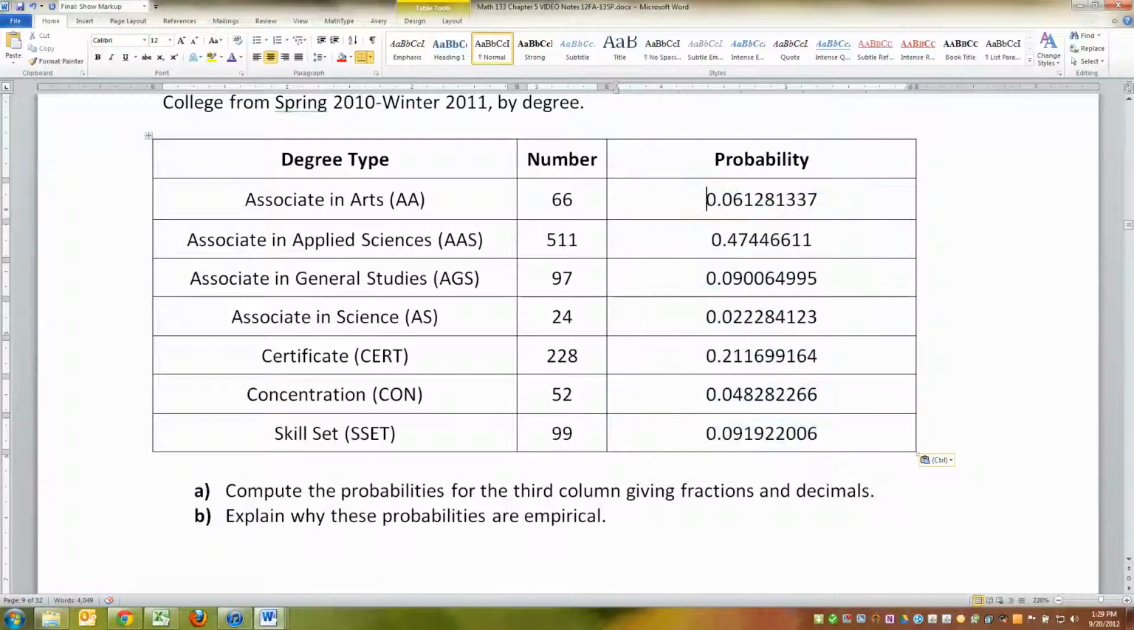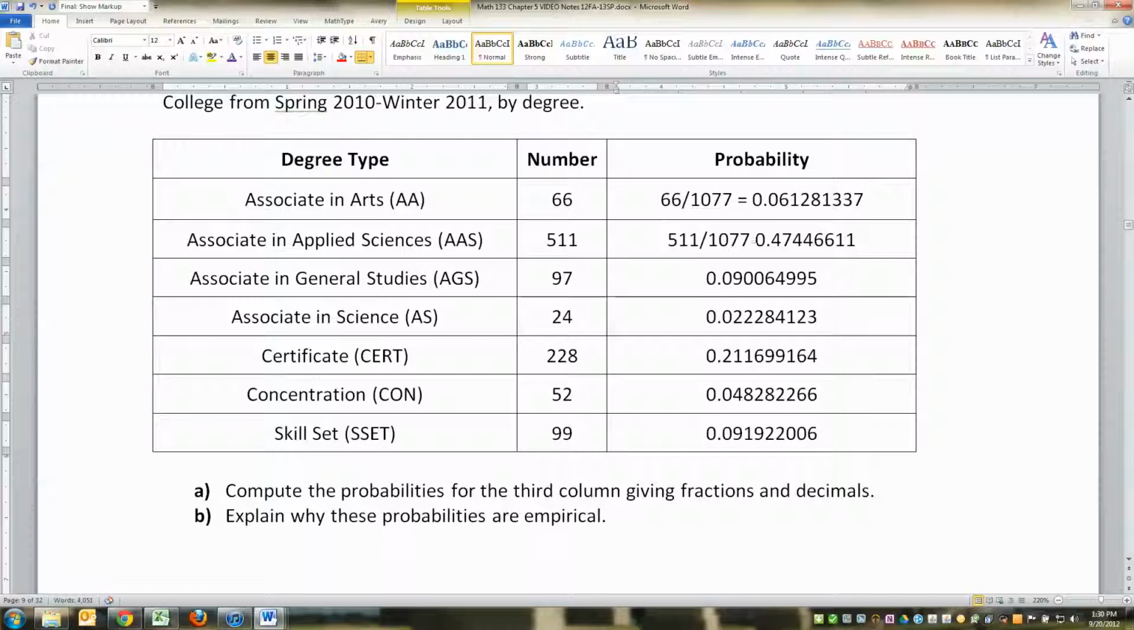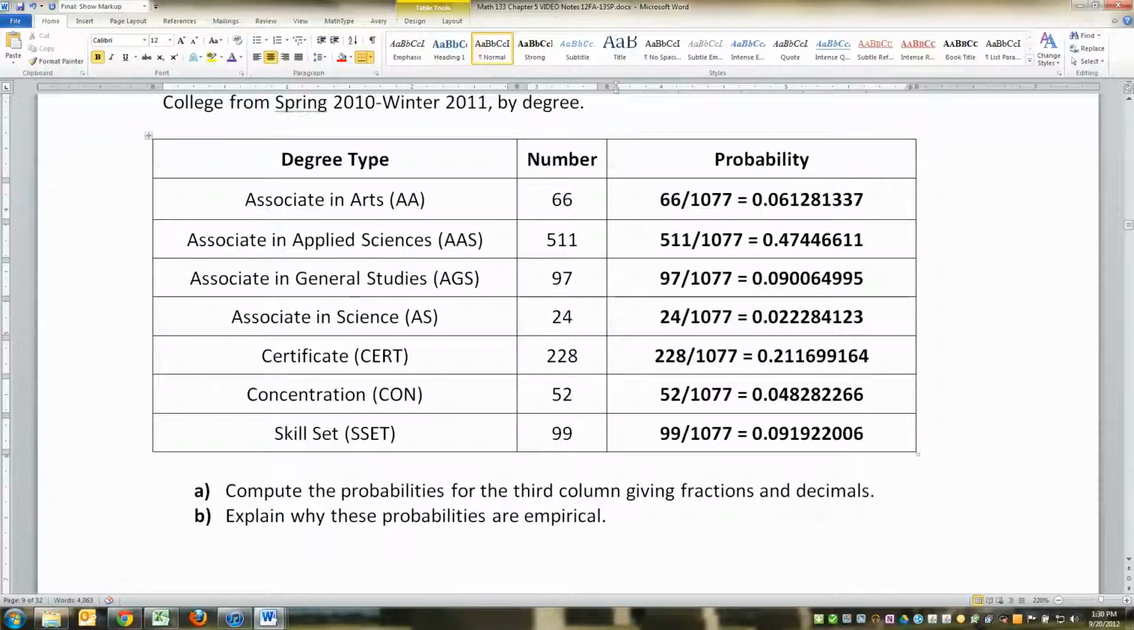Oh, it said to do it as fractions and decimals. All right, I'm just going to write it. This one's 66 divided by 1077, right? This one was 511 divided by 1077. Oh, man. All right, hold on. There we go. I've got them all in there. And again, the fractions are just so you know where they came from. This is exactly the kind of data set we would use decimals with as a general rule.